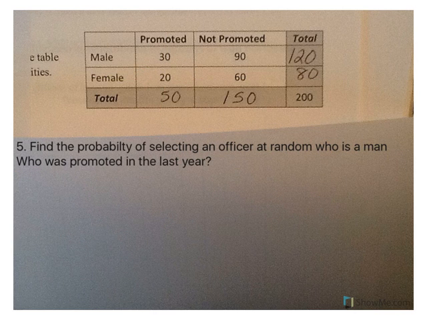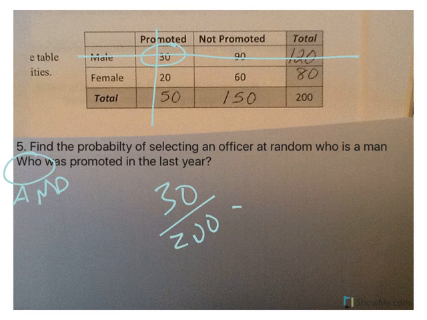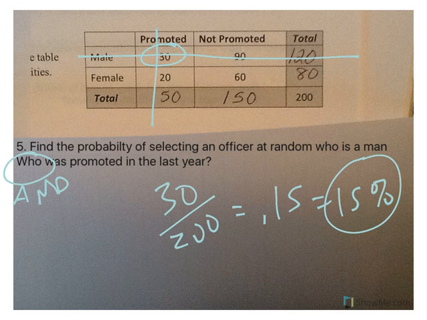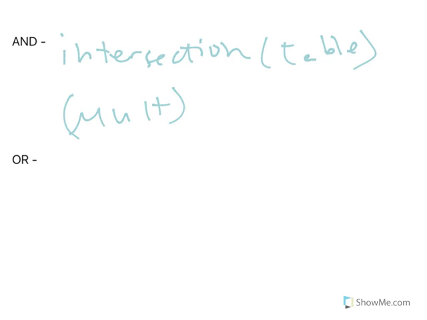Number 5. What's the probability of selecting an officer at random who is a man who was promoted? So when they say who was, that's like saying and. Man and promoted. Well, here's the men, here's promoted, 30. So we have 30 over 200, 0.15, 15%. All right, so with and, when we have probability tables, we're looking for the intersection piece. If you don't have a table, you have basic information, you're going to multiply. But we don't deal with that in this class.